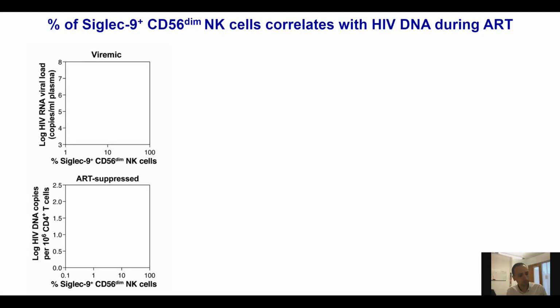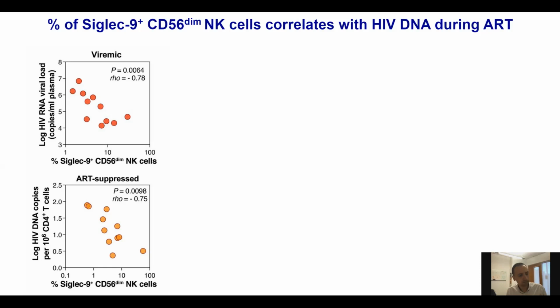And we reasoned that we should see a positive correlation, right? The more NK cells that express an inhibitory receptor, the more immune inhibition, the more virus, right? Makes sense. But to our surprise, we found a negative correlation in both cases, which didn't make any sense to us. Why would more NK cells expressing a receptor inhibitory to immune function correlate with less virus?